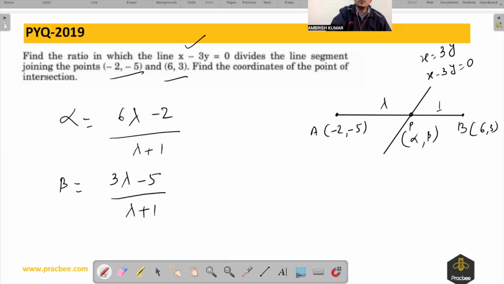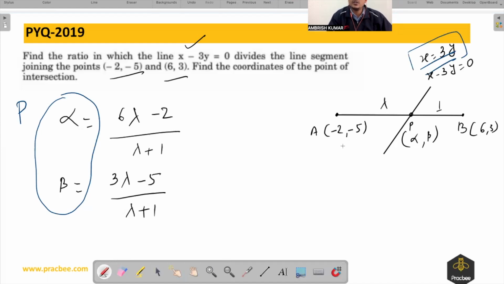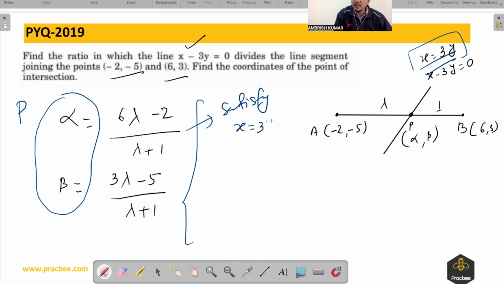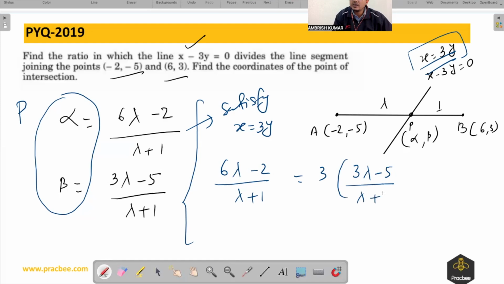And then what you need to do, look, this point P, whose coordinate is alpha, beta, will satisfy this equation. And this equation says that x is 3y, means the x coordinate is going to be 3 times the y coordinate. So it will satisfy the equation x = 3y. X means the x coordinate, (6 lambda - 2) by (lambda + 1), and it will be 3 times the y coordinate, 3 times (3 lambda - 5) by (lambda + 1). So just cancel out this lambda + 1. You are having 6 lambda - 2 = 3 into 3, 9 lambda - 15.